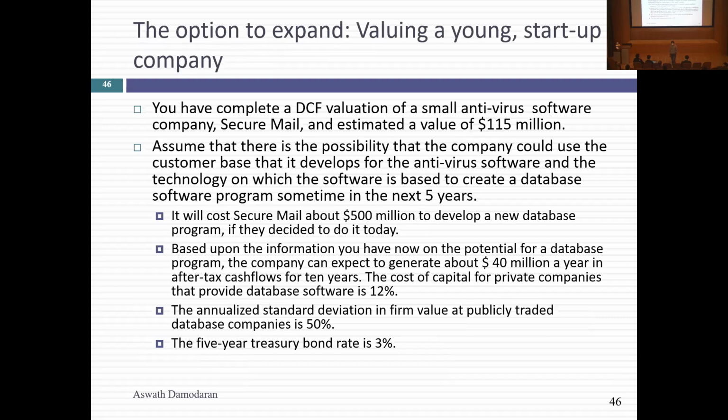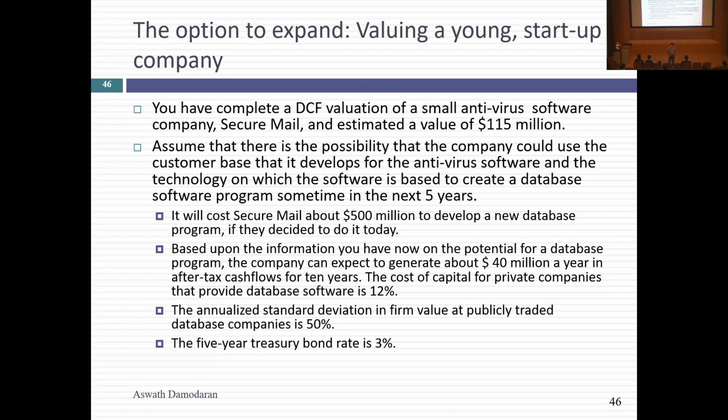So I'm going to use, again, a kind of simplistic example, but maybe extrapolate from this, because I think this example is useful, especially in the kind of market we're in. Let's say you have a software company. It's a security software company. Basically, it provides software to protect companies from hackers and other people trying to get into their system. You project out the cash flows, you come up with the cost of capital, you come up with a value for this company of $115 million.